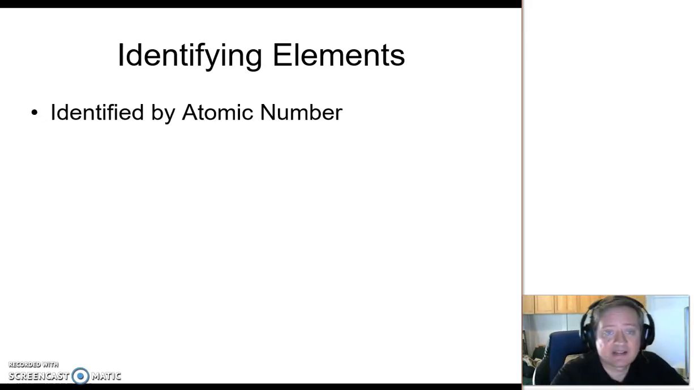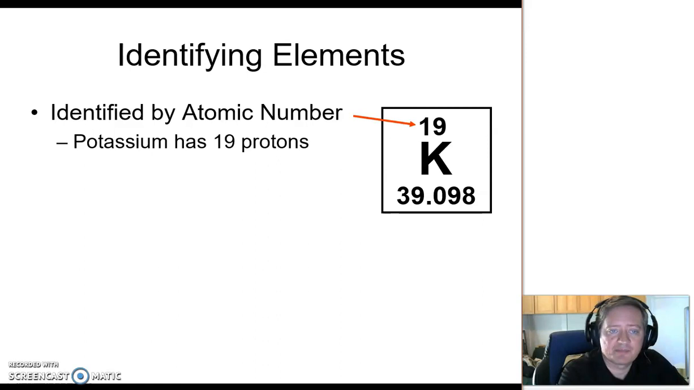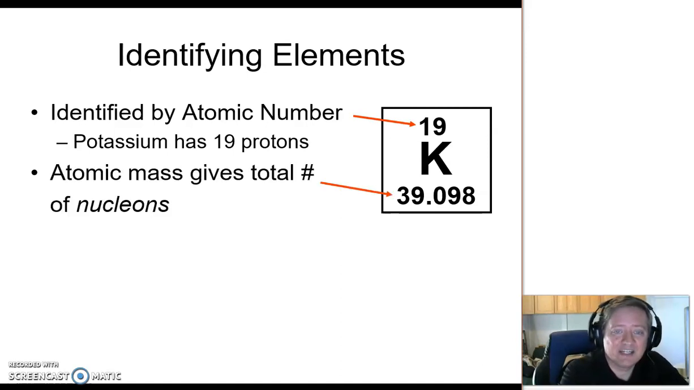So how do we identify the elements? We look at them by the atomic number. If you see, for example, potassium, you have the 19 and 39. The atomic number is the one on top. The way I used to remember the difference between atomic mass and atomic number is that the number goes north, up towards the top. That number tells you how many protons there are in that particular element. So if it has 19 protons, it is potassium.